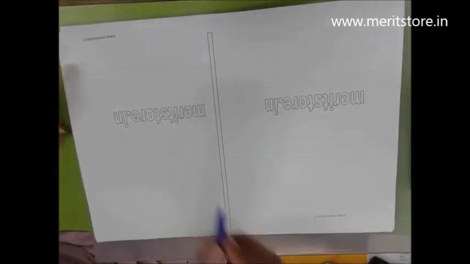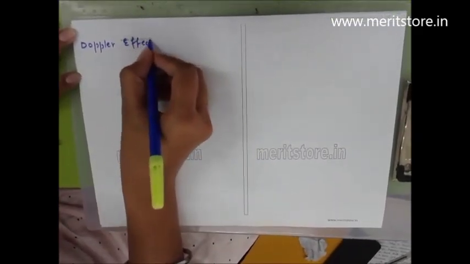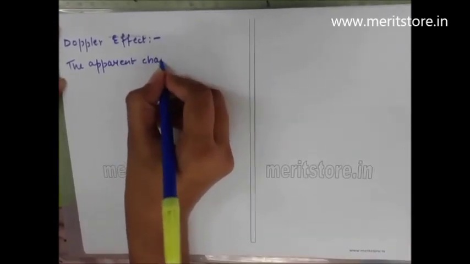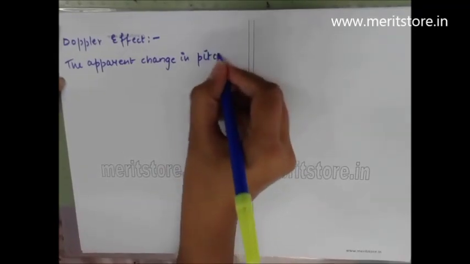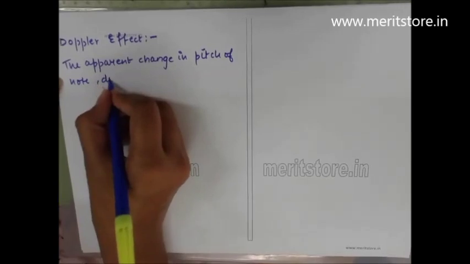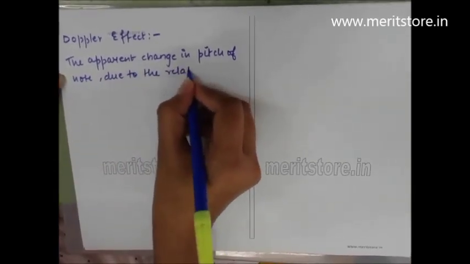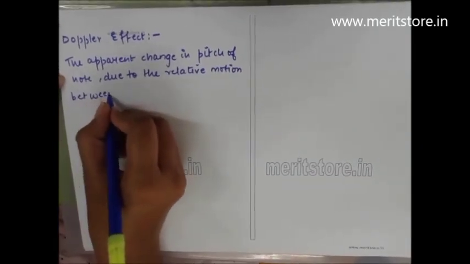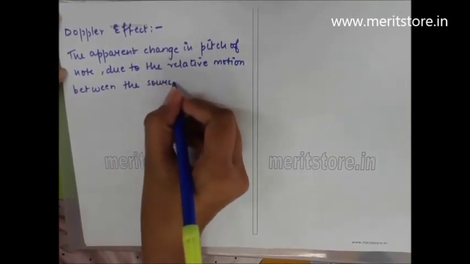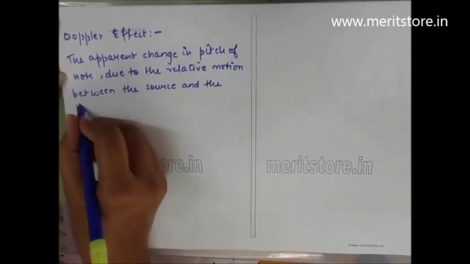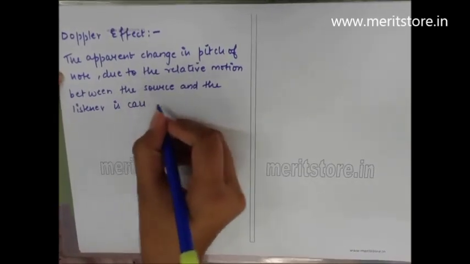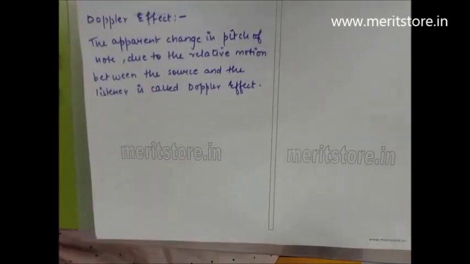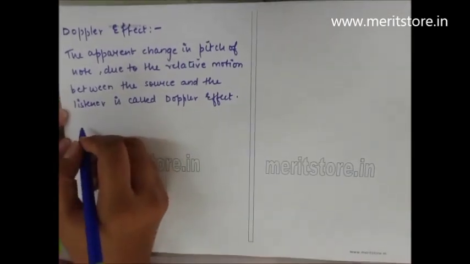Moving on to Doppler effect. The apparent change in pitch of note due to the relative motion between the source and the listener is called Doppler effect. The example can be taken of the whistle of a train, whose voice fades away when the train moves farther away from the listener.